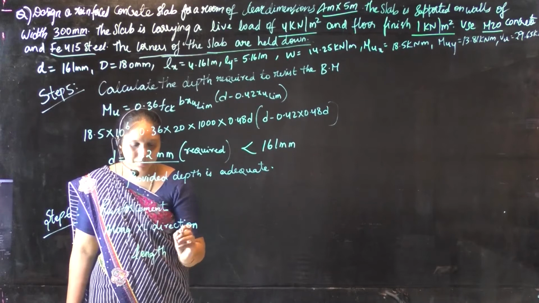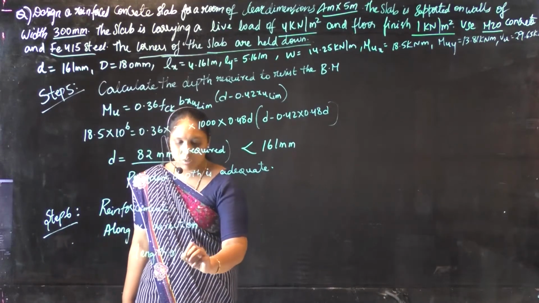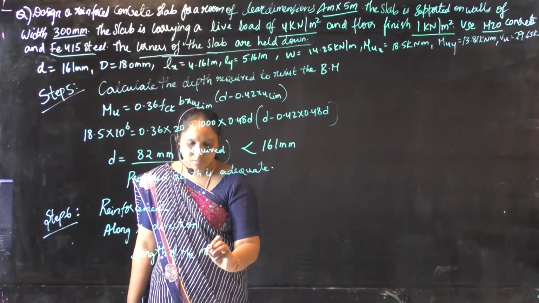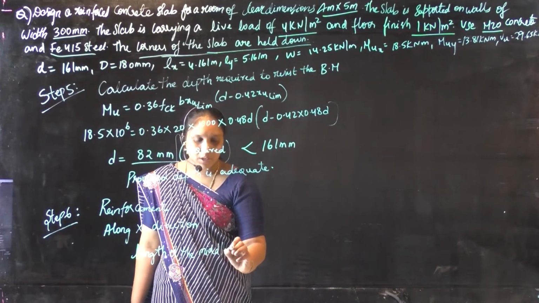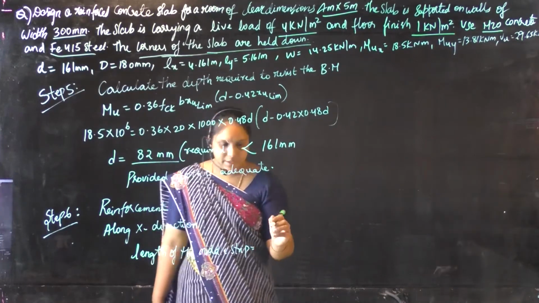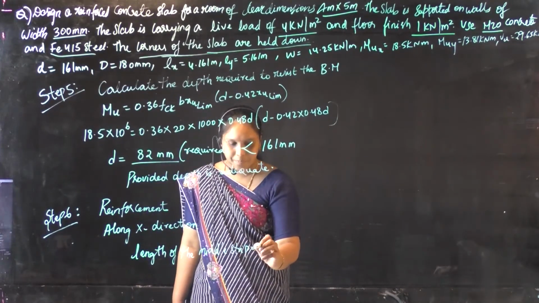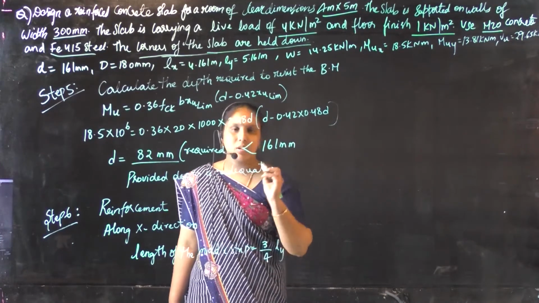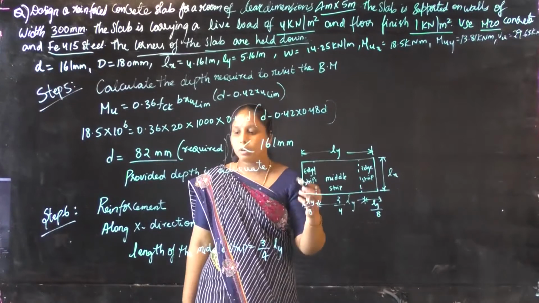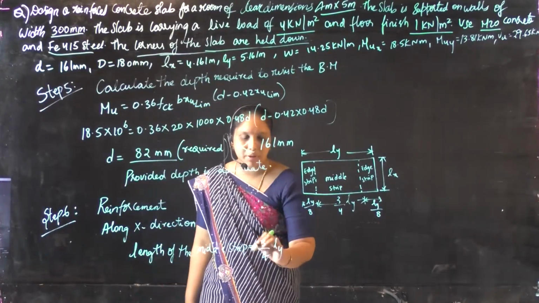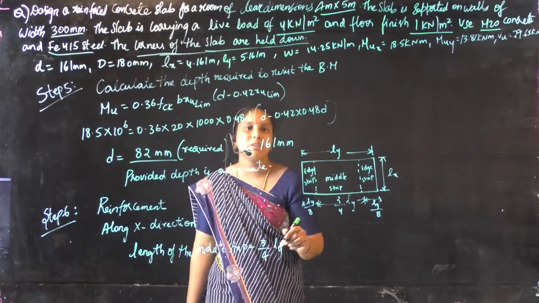The length of the middle strip is calculated by using the formula 3/4 of Ly. So now we have to calculate the length of the middle strip. So that is 3/4 Ly. So how did this 3/4 Ly come from?